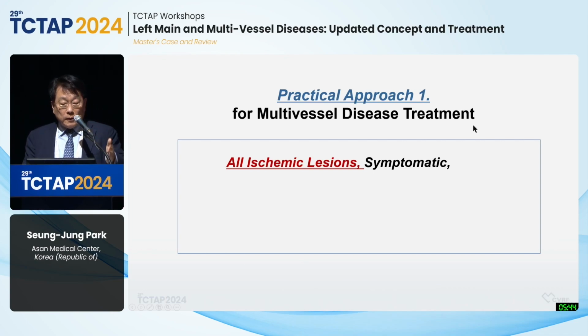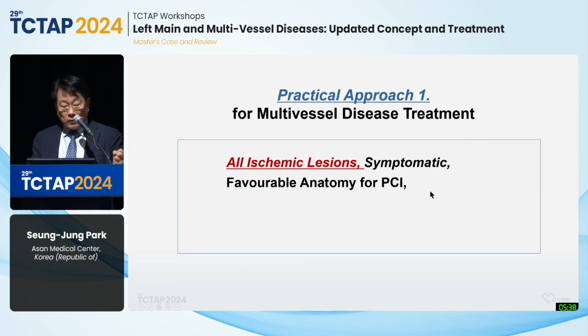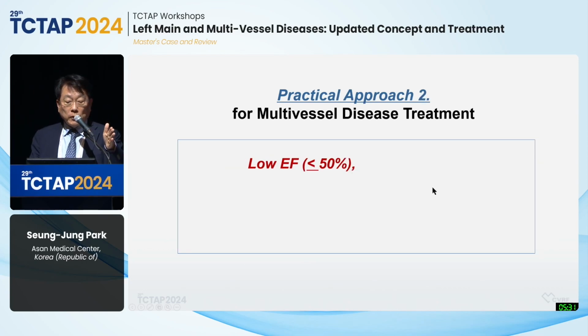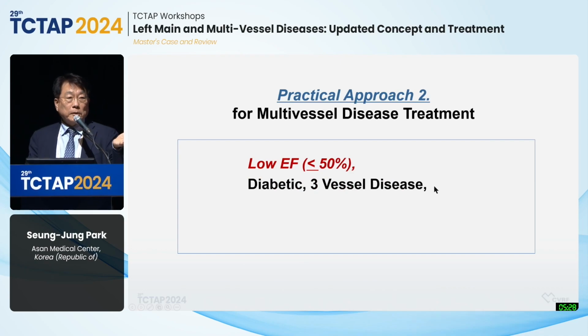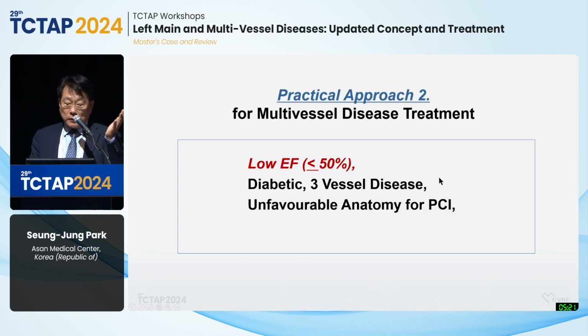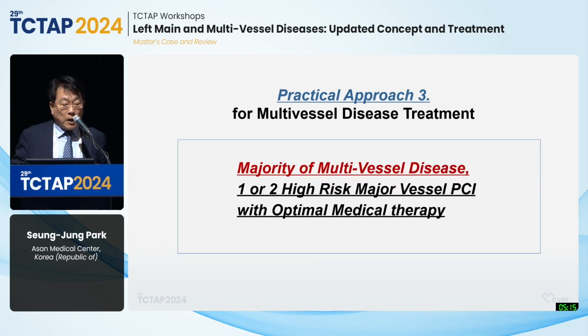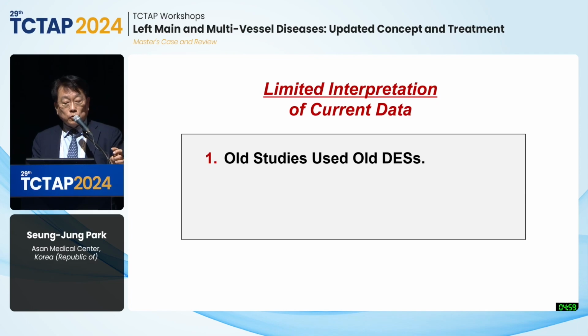All right, so this is a case concern, practical approaches, multi-vessel, all ischemic region, symptomatic. Okay. Favorable anatomy, big vessel, PCI would be okay based on the current data. Low ejection fraction, diabetic patient: we have no data, and so we're going to start a new diabetic study. Three-vessel, not to touch. Unfavorable anatomy for PCI, consider bypass surgery. However, look at that. For the majority of multi-vessel disease, I would say, just based on the ISCHEMIA study, one or two high-risk major vessel PCI, proximal LAD we can fix, sometimes two vessels, proximal RCA, proximal LAD fix, and optimal medical treatment, we can do that.